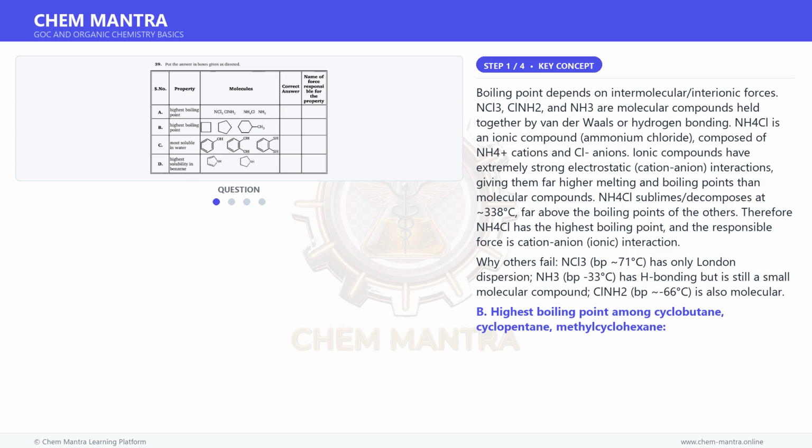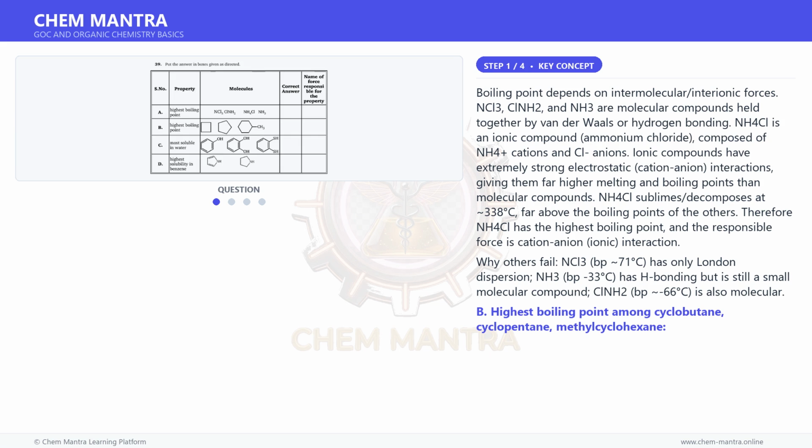Boiling point depends on intermolecular and interionic forces. NCl3, ClNH2, and NH3 are molecular compounds held together by van der Waals or hydrogen bonding. NH4Cl is an ionic compound, ammonium chloride, composed of NH4+ cations and Cl- anions. Ionic compounds have extremely strong electrostatic cation-anion interactions, giving them far higher melting and boiling points than molecular compounds.